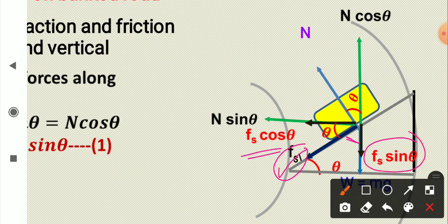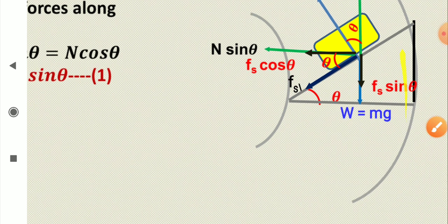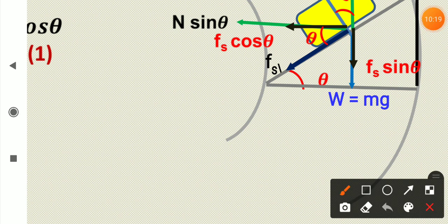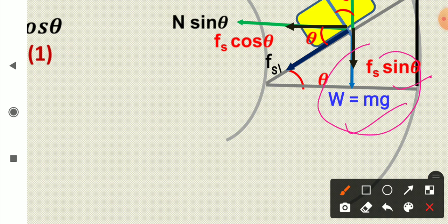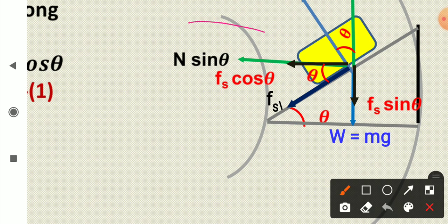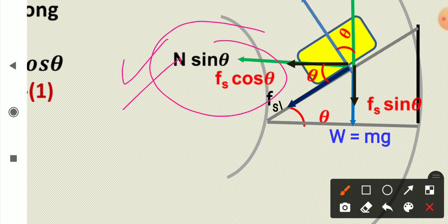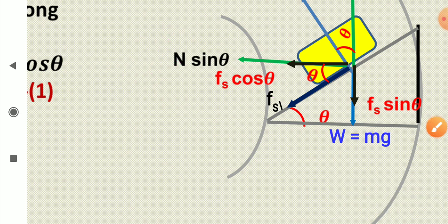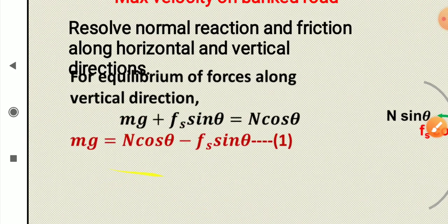And now there is no motion along the vertical direction. So along the vertical direction, the upward force should be equal to the total downward force, and you can see that the total downward force is mg plus fs sin theta. This should be equal to n cos theta, and the total force which is acting towards the center will provide the necessary centripetal force. So we have to act on these lines. So let's see here.